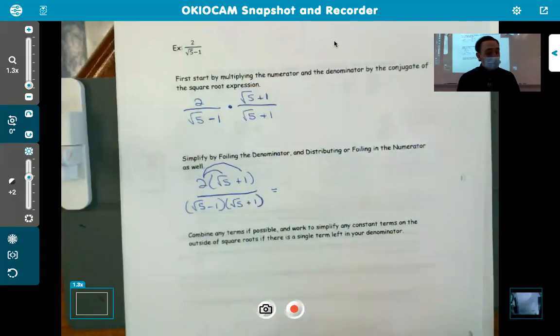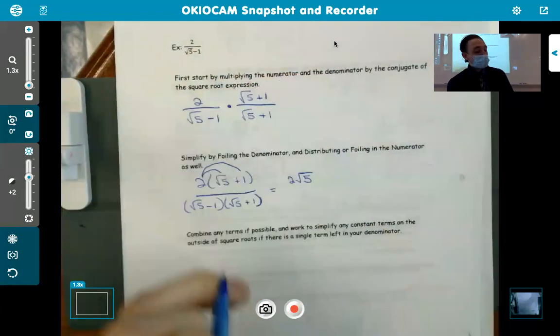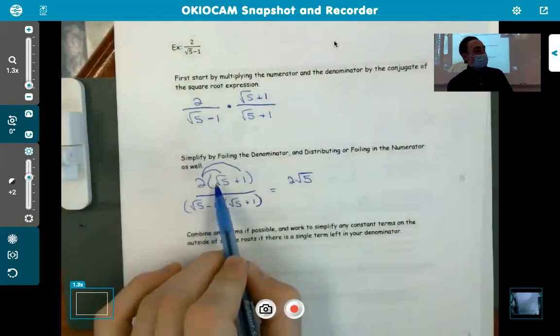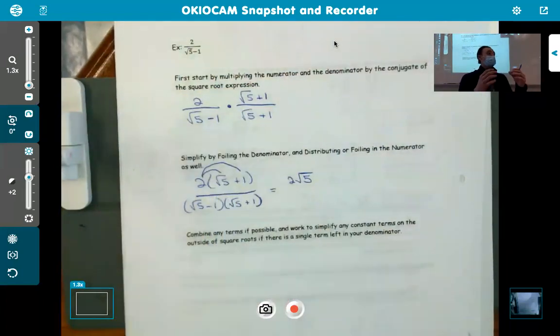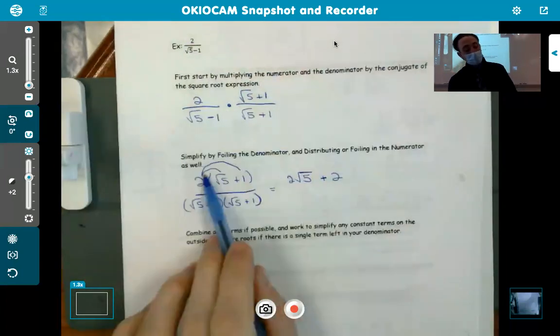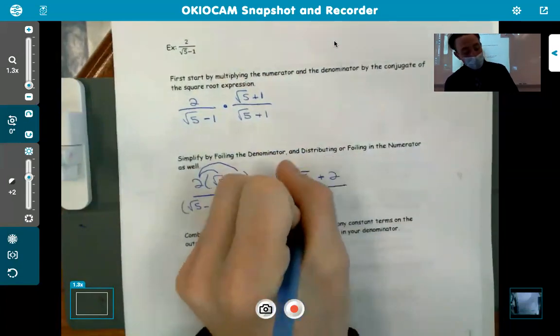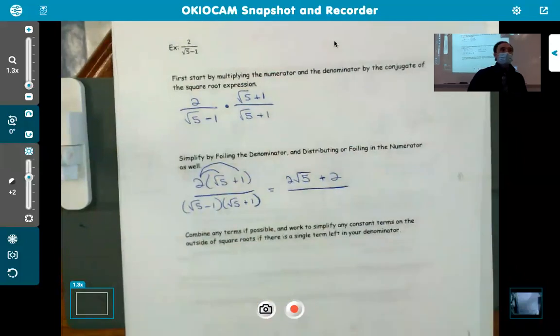Just 2 root 5, right? When it's a constant term and then a square root term, you can't combine them. Only when it's 2 square roots, then it would be like the square root of 10 or whatever. What's 2 times 1? 2. So I've taken care of simplifying my numerator. All right. Are there any questions so far?